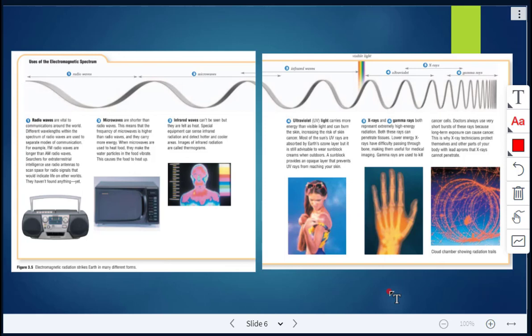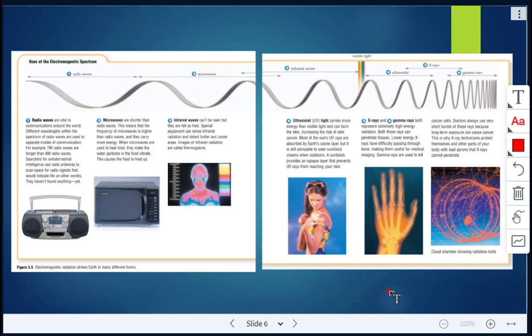So short bursts of these rays are used to kill cancer cells, but they have to be very, very careful because if there's long-term exposure to gamma rays, it can also cause cancer. All right, so you'll notice that technicians who are working with this type of radiation, they'll always protect themselves and parts of the body with lead aprons because X-rays cannot penetrate through lead.